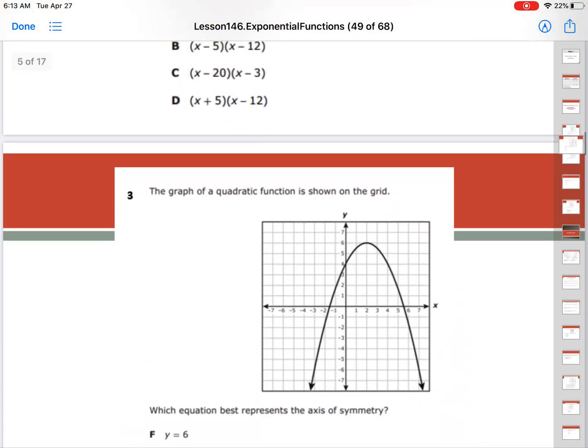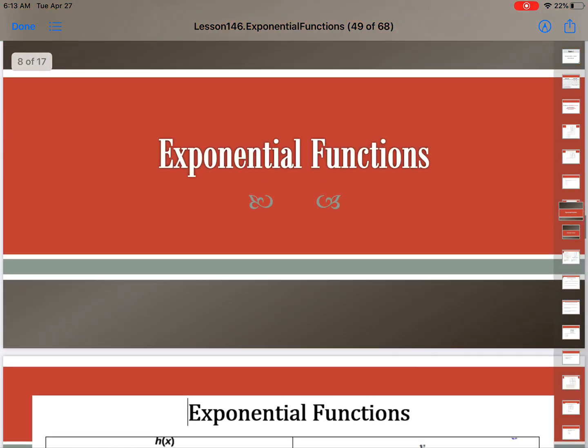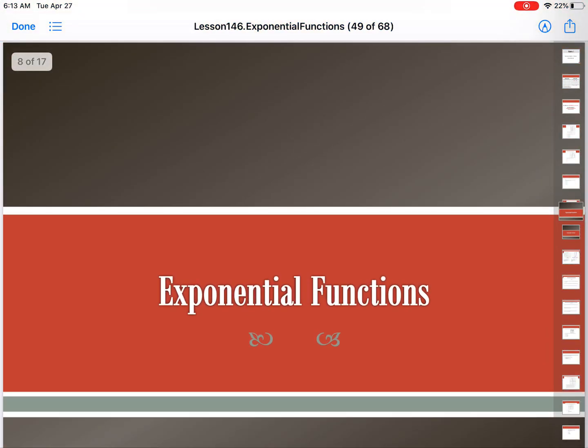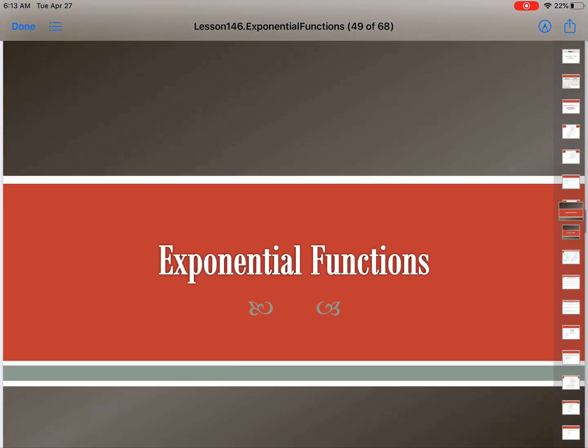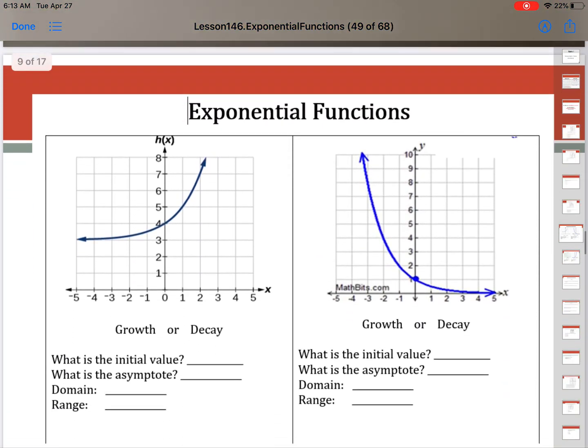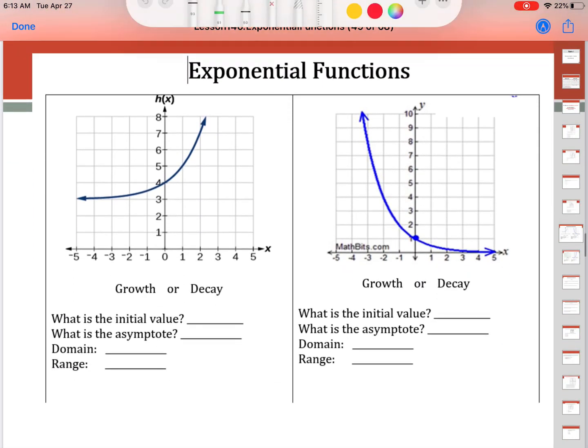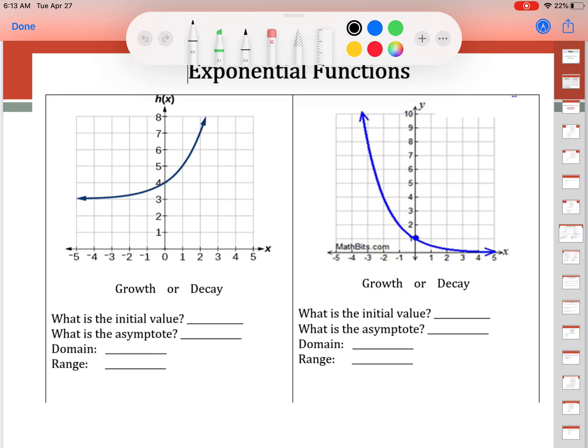In this video, we are going to review exponential functions, which we did very recently, so it should not be that difficult for you guys. It's a quick, easy lesson today. So in an exponential function, we have multiple words that we need to know when looking at a graph.